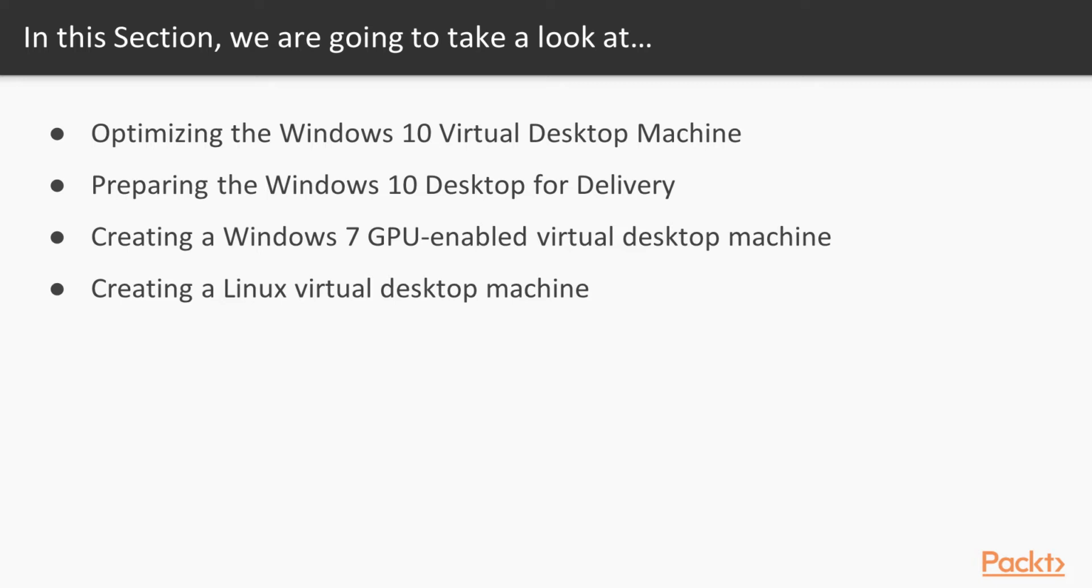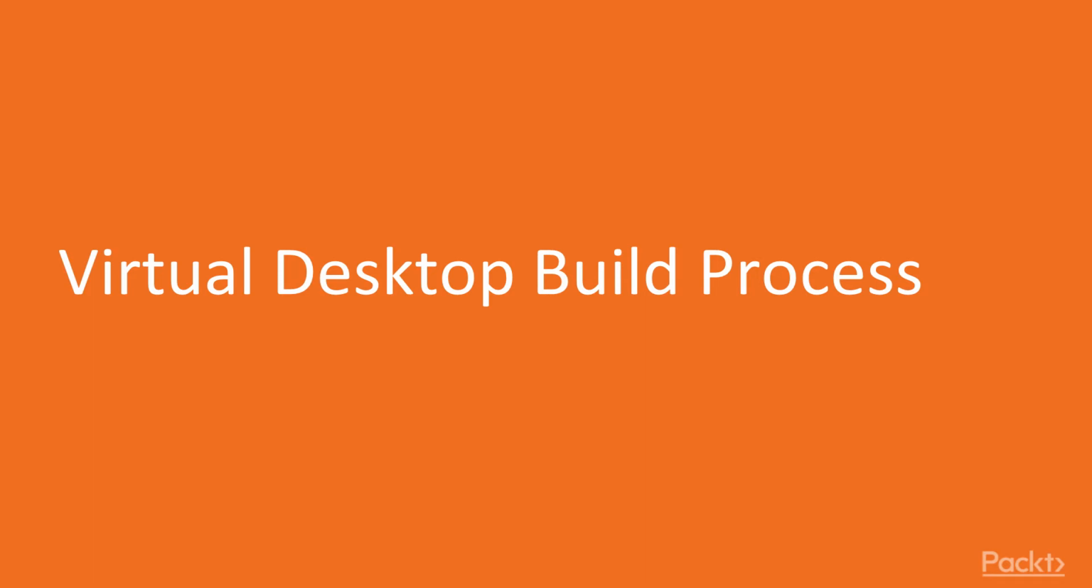Next, we're going to create a couple of more specialized desktops, and first create a Windows 7 image that will make use of NVIDIA GPU hardware that's in the host server, and then finish off by building a Linux-based virtual desktop machine. So let's move on to the first video of this section and walk you through the build process that we're going to follow to enable us to build the virtual desktop machine images.